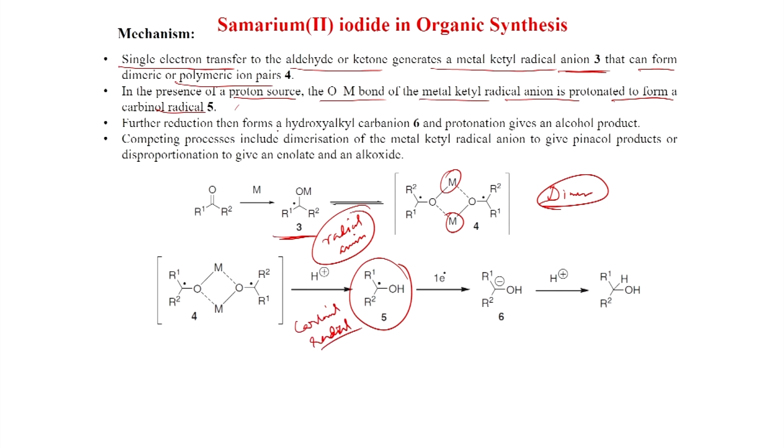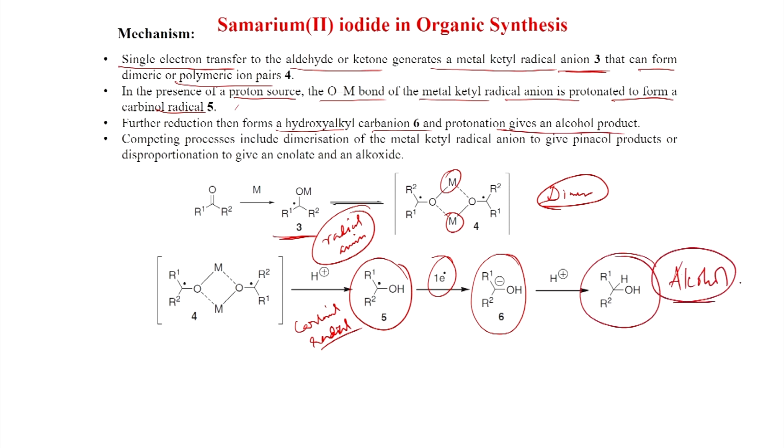And further reduction then forms a hydroxyalkyl carbanion 6. Again another electron comes, then like Birch reduction we have seen, hydroxyalkyl carbanion 6 and protonation give an alcohol product. So this is alcohol. Like Birch reduction we have seen, there the benzene system reduced, here the ketone is reducing, and in the similar mechanism, the radical, then the proton, and then radical, then again the anion is forming.